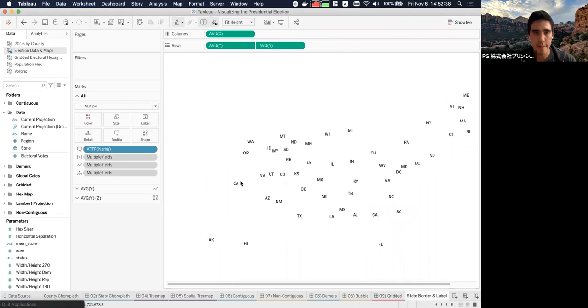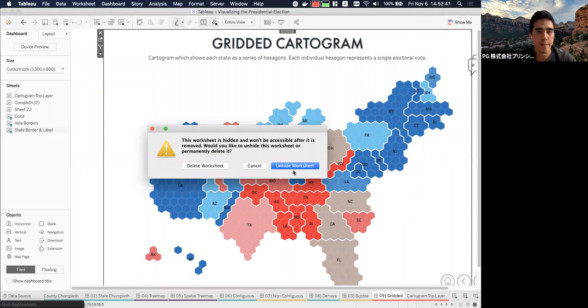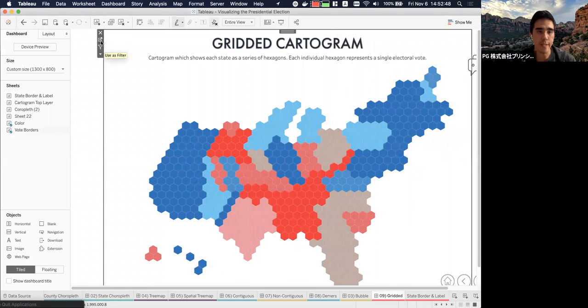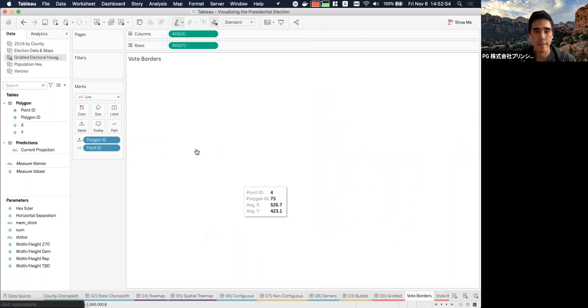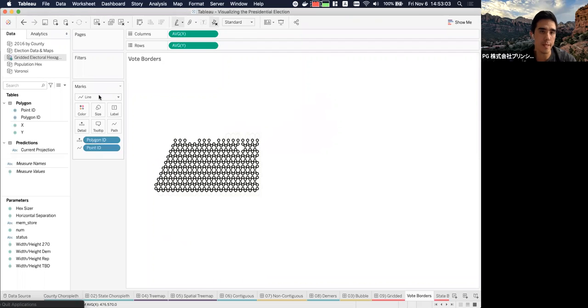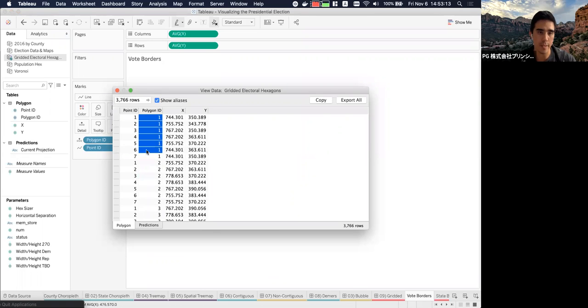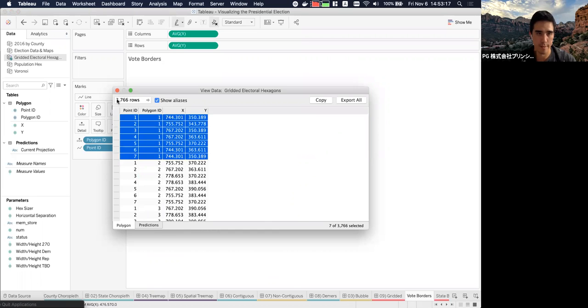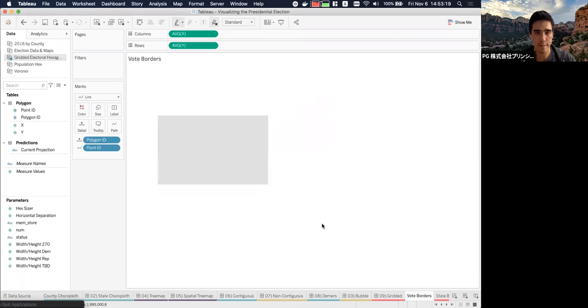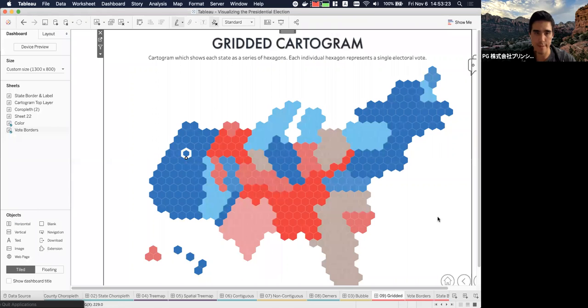So that's one layer. And then if we delete that, then we have the actual hexes. Right. So now the hexes are also a shapefile, each polygon and then the paths to draw the line. Interesting. It must have taken a lot of work to make this.